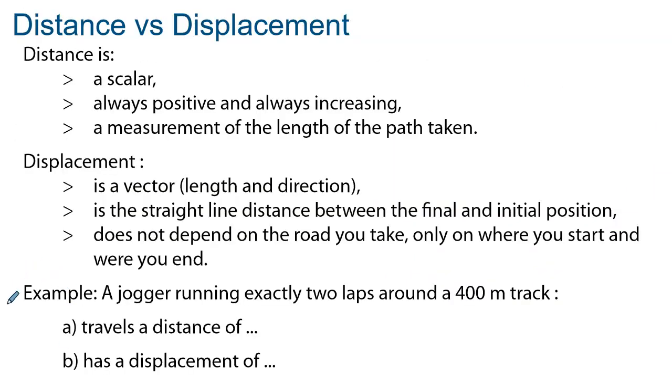Another example to help you remember this, you can think of a jogger that is running exactly 2 laps around a 400-meter track. If the jogger is doing this, the distance traveled will be of how much? Well, there's 2 laps, each lap is 400 meters, so the total distance traveled will be 800 meters. However, the displacement, since the runner is just going around the track twice, will come back to the exact same point at the end. So therefore the displacement, although it's a bit counterintuitive, will be 0 meters.